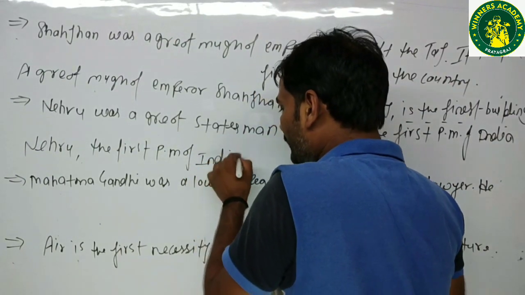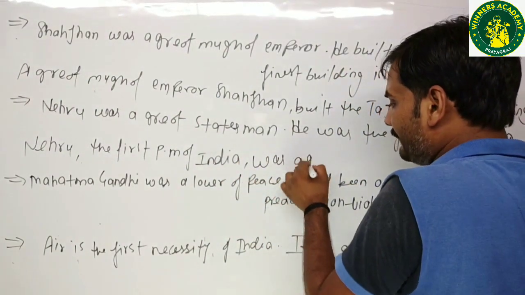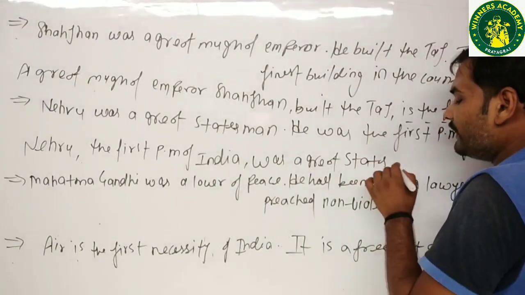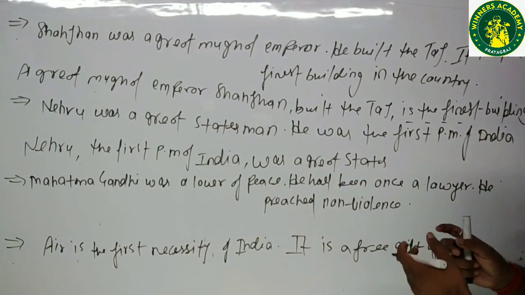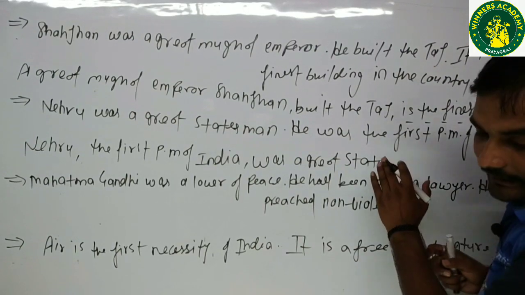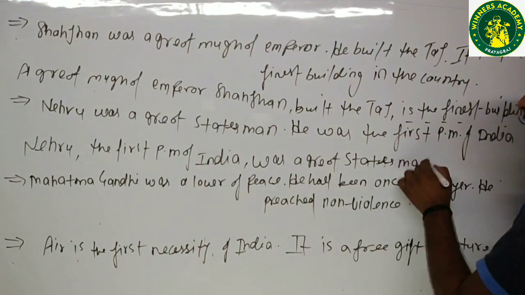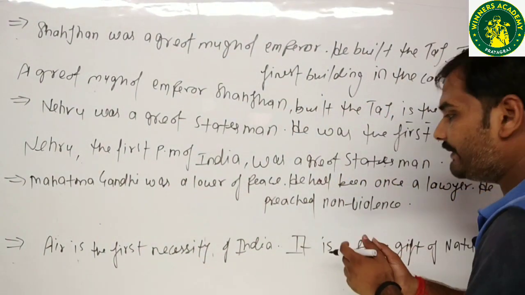Okay? Now add a comma after that. Now after that, you can write was a great statesman. See, the advantage of writing it this way is that you will never get stuck in it. Meaning, you only have to write the word that is main. So statesman, it is.